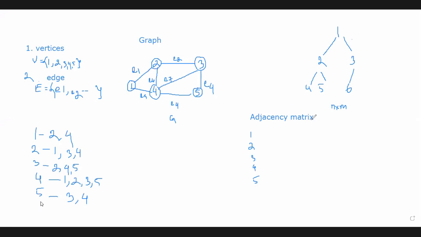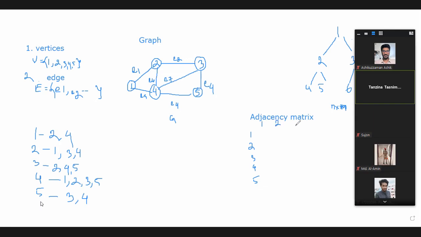This is an adjacency matrix, so we need some columns also. So this adjacency matrix is actually an n into n matrix. That means in the columns we will also take these vertices 1, 2, 3, 4, 5. Why? Because this is an adjacency matrix. We have to find out the relationship among all those nodes. Okay, so this is our matrix, and what will be the size of this matrix, or how many values can be stored inside that matrix?